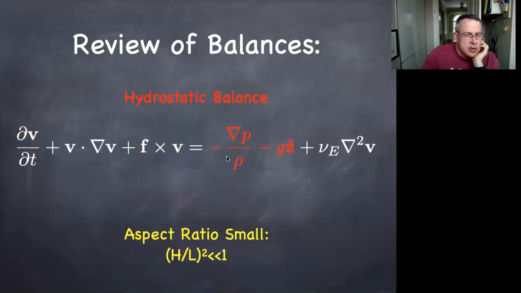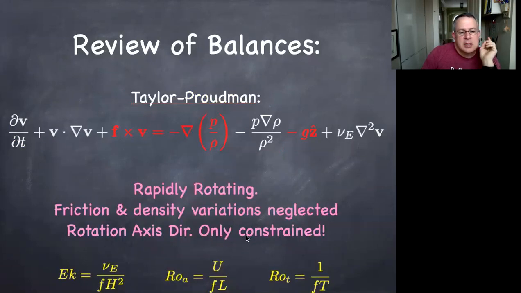Hydrostatic balance occurs when the aspect ratio of the motion is small. Taylor-Proudman actually involves these three terms, where I expanded out whether the density varied or not, and gave it as a new term. If the density varies, then you break this balance. If there's friction, you break it. If there's either of the terms of the material derivative, you break this balance. So this applies when it's rapidly rotating, friction and density variations are neglected, and the rotation axis direction is the only direction that's constrained by this kind of motion.